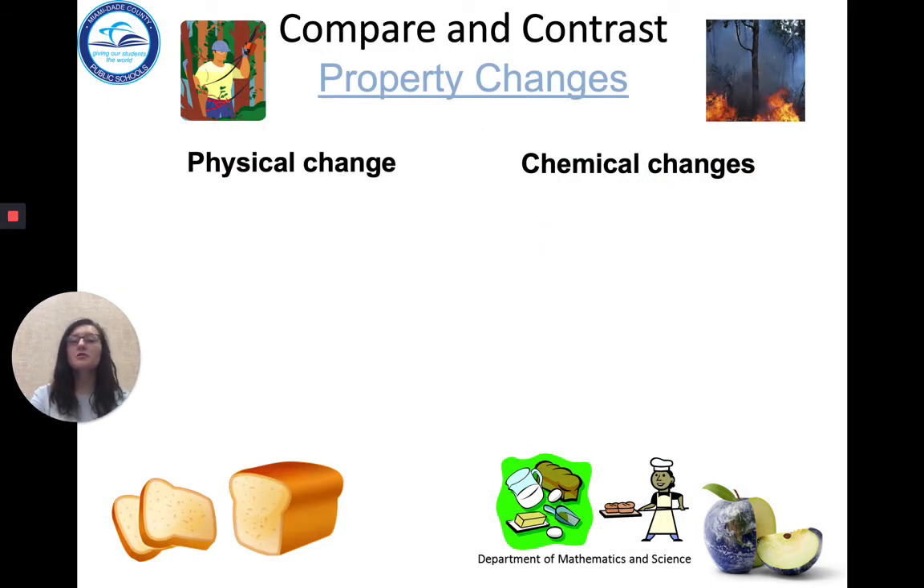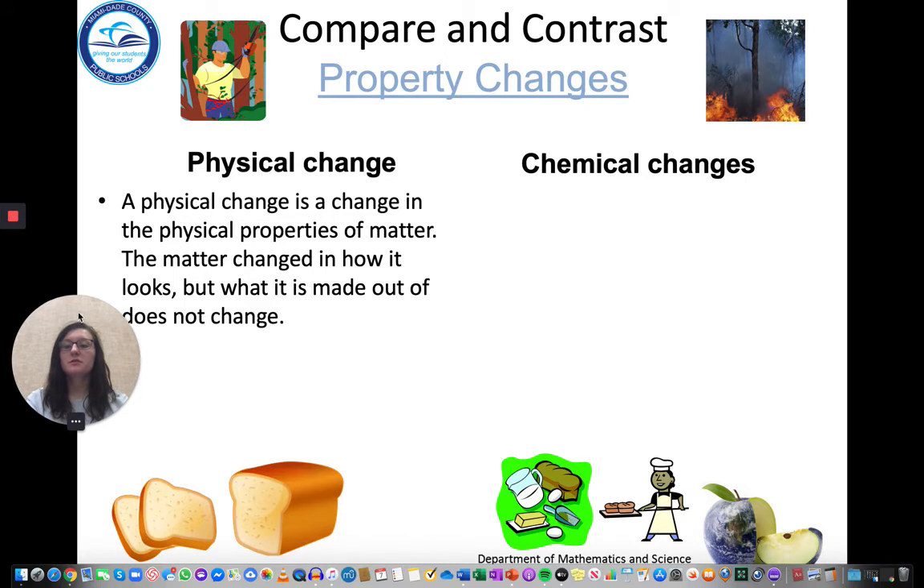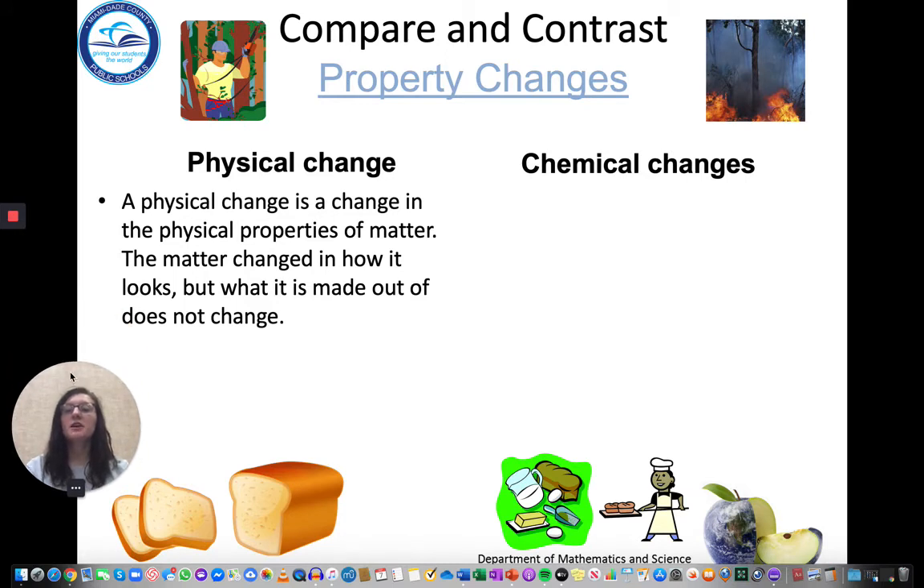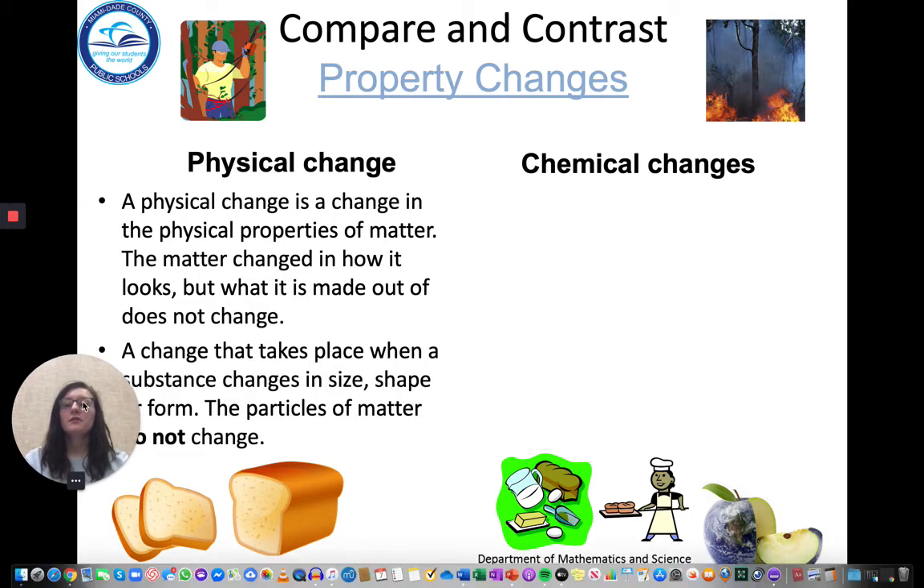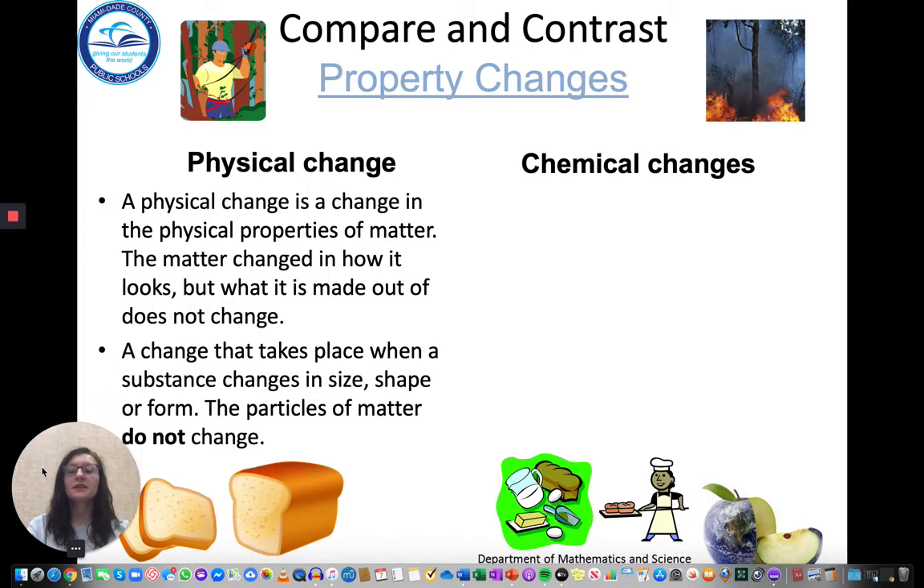All right, so let's just quickly compare and contrast property changes. First, a physical change. Remember, a physical change is a change in the physical properties of matter. The matter changed in how it looks, but what it is made out of does not change. It is a change that takes place when a substance changes in size, shape, or form, and the particles of matter do not change. So that object still stays the same.